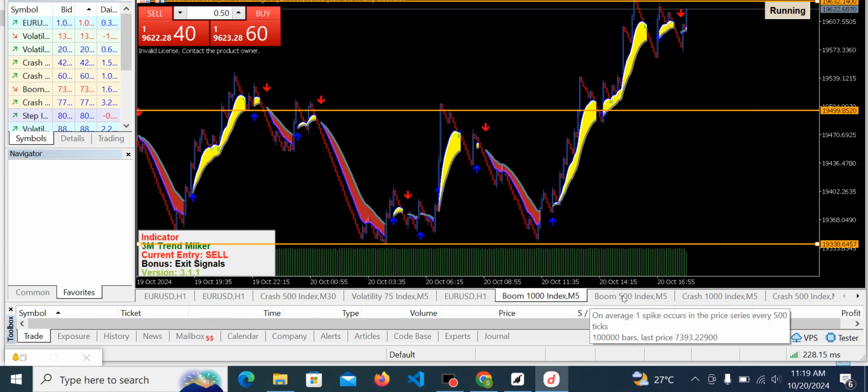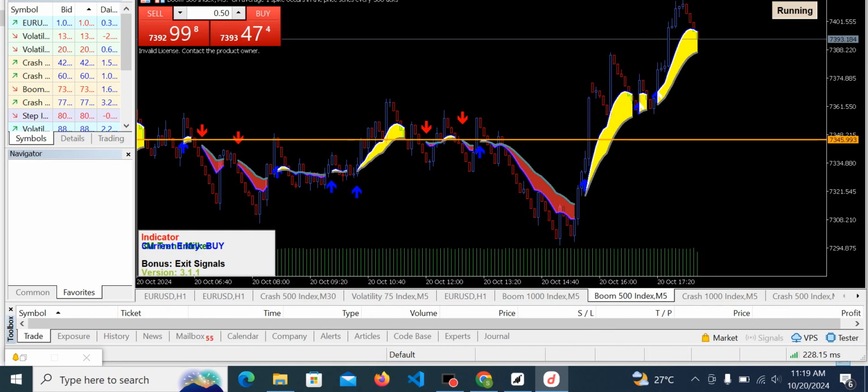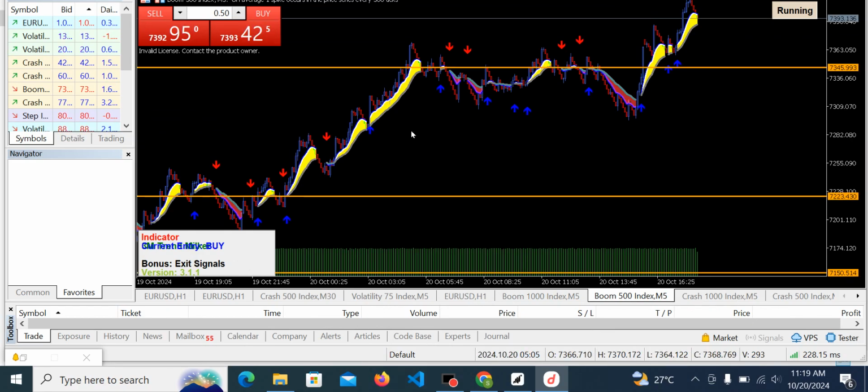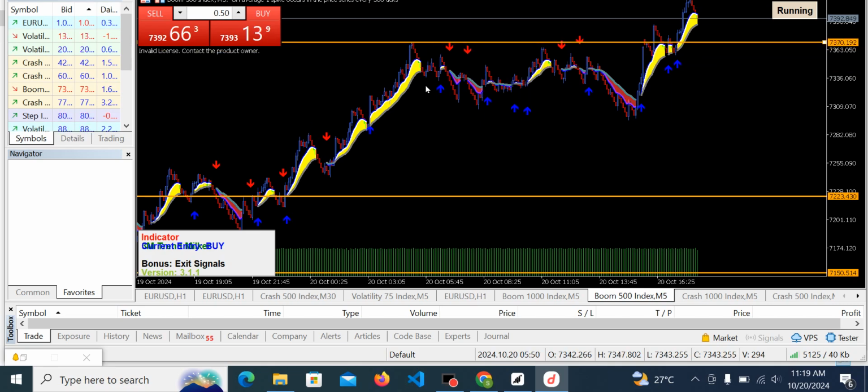Okay, let's check out the next asset, which is going to be boom 500, still on the 5-minute time frame, and I'm still using the 3M trend meal card trading indicator to do my analysis right from here. Okay, so let's see what is happening here. For boom 500, it's been more of an uptrend than a downtrend. It got to this resistance zone and played around it for a while before going back up to break out above it at this point, and of course it has got into a new resistance zone.